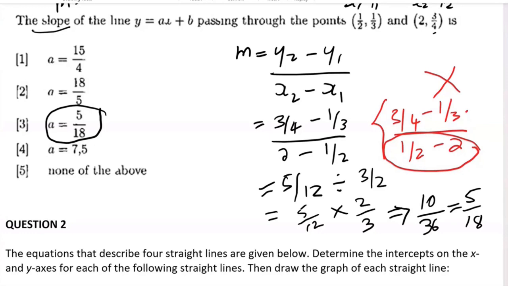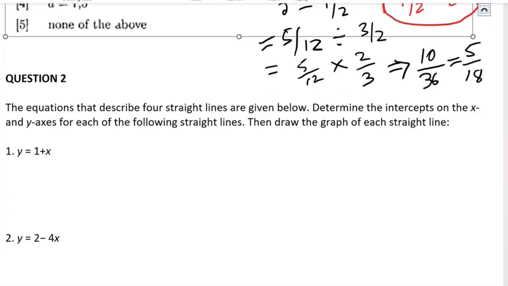Okay, so here's another one. This question is saying the equations that describe four straight lines are given below. Determine the intercepts of the x and the y axis for each of the following straight lines. Already, you can see the question is requiring you to calculate the x and the y intercepts.